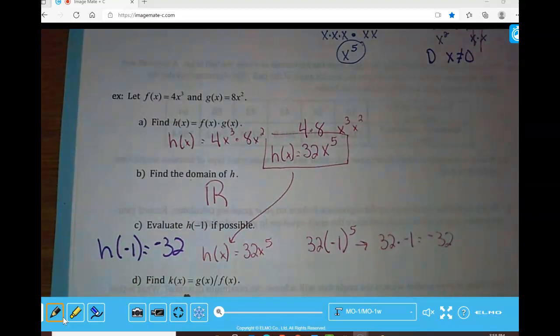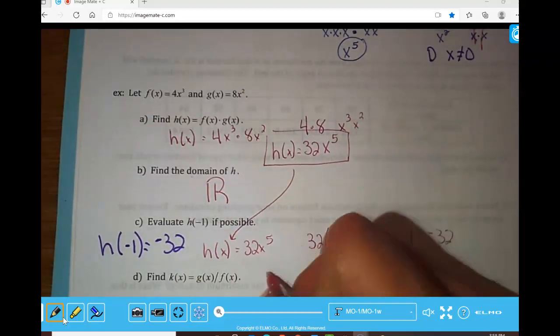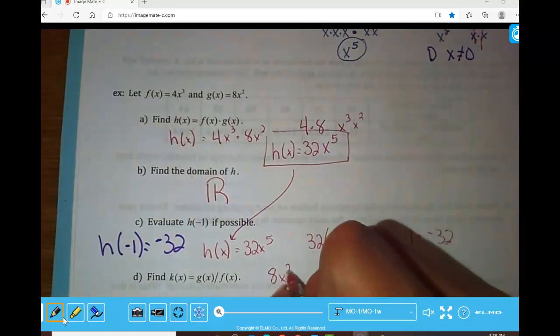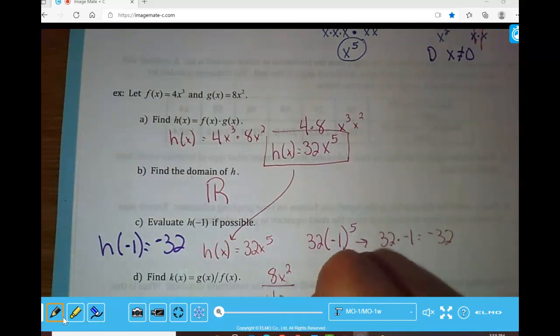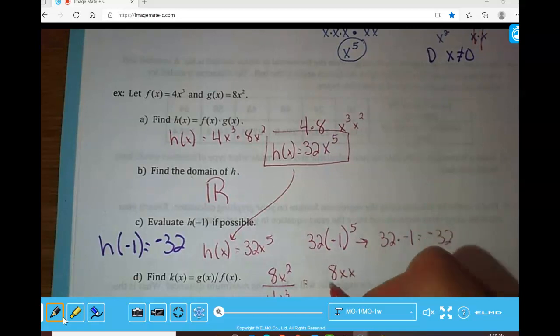Now what we're going to do is make another function called k of x, and this time we're going to take g of x and divide it by f of x. So g of x is 8x squared divided by f of x, which is 4x cubed. And again, what I like to do is just kind of show you the long way of what's going to be happening here.